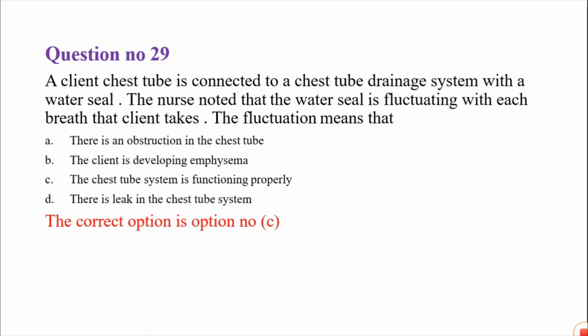The correct option is option number C, which is the chest tube system is functioning properly. Why did we choose option C? Let's see the rationale.